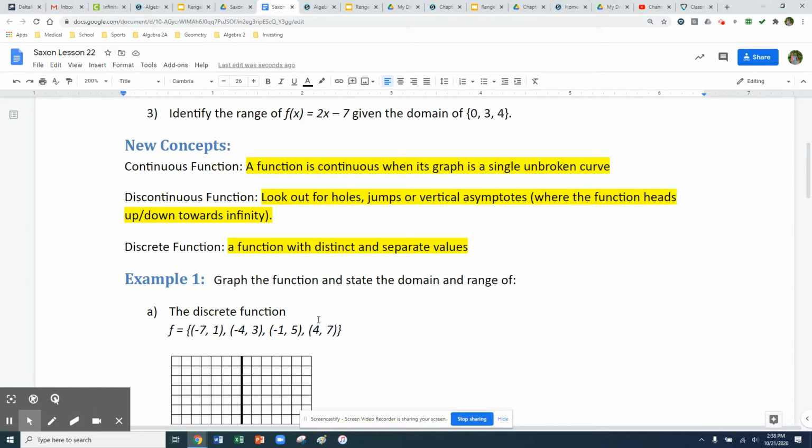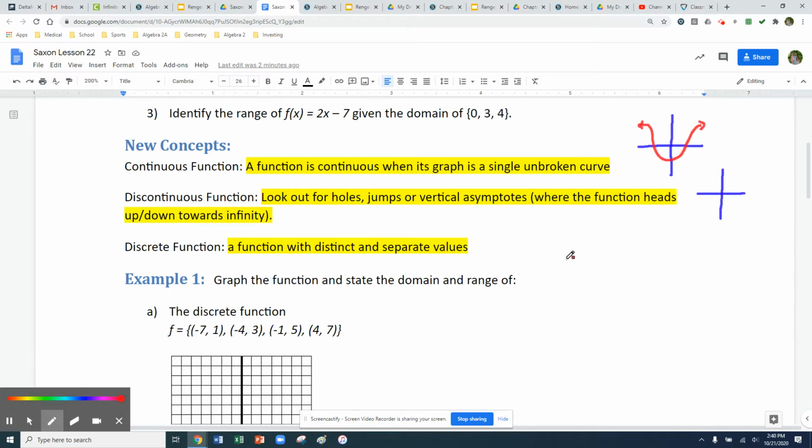First couple new concepts. A continuous function is a function that has a single unbroken curve. So if we have an xy axis, a continuous function is when you don't ever have to lift up your pencil when you are creating that function. So that would be an example of a continuous function.